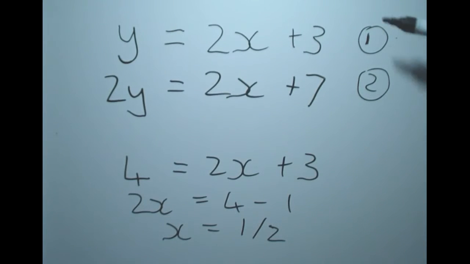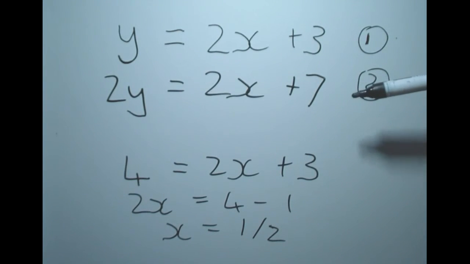Now, if these two were straight lines, which they are, but if I was working with graphs and I wanted to find the point of intersection of the two graphs, I would do this. And they would intersect at x is equal to a half and y is equal to 4. And that would be my point of intersection. So that is the main use for simultaneous equations.